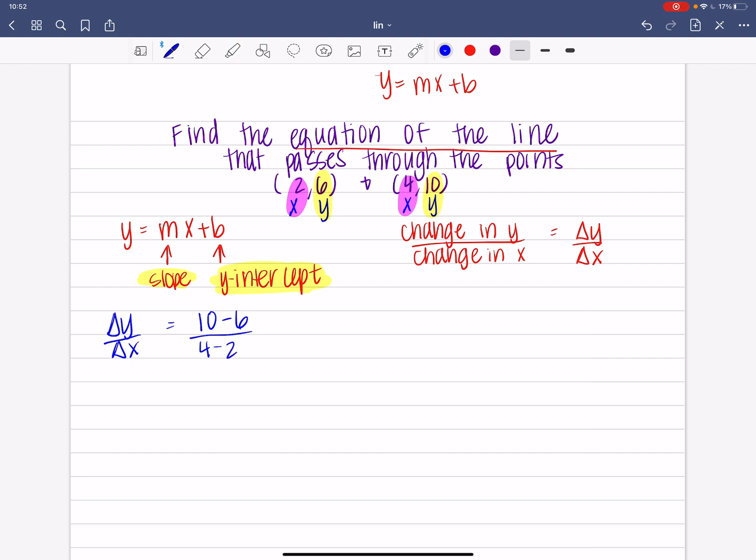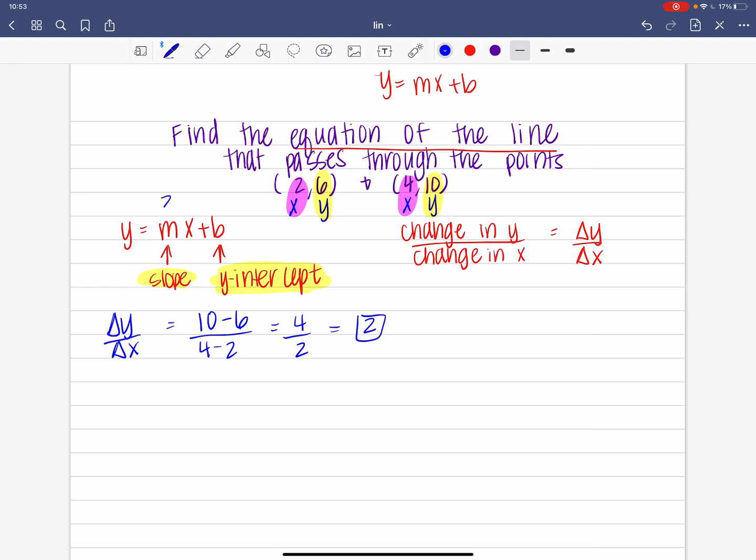Notice that 10 and 4 are here together, and 10 and 4 were in their ordered pair together. 6 and 2 are here together, and they were in their ordered pair together. So make sure your ordered pairs stack up with how you are writing your change in y over change in x. Okay? So 10 minus 6 is 4. 4 minus 2 is 2. And remember, in math world, we always like to simplify. A fraction is a division problem in disguise, so 4 divided by 2 gives me a slope of 2.